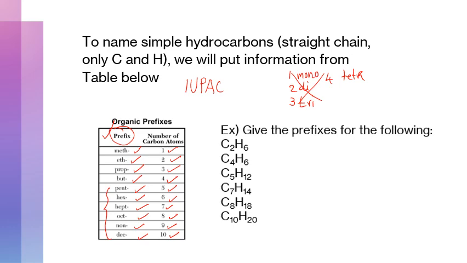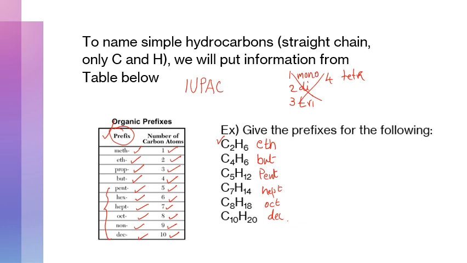So let us give the prefixes for the following. C2 means 2 carbon atoms, so we will have the prefix eth. For 4 carbon atoms, we will have the prefix but. And for 5, the prefix pent. From the table, you can see 7 is hept, 8 is oct, and 10 is dec. Okay, so this is how we start to name the organic compounds.